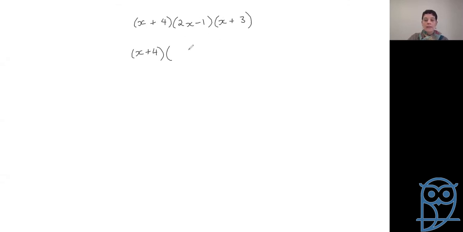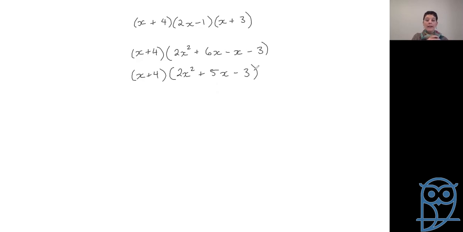So 2x times x, 2x squared. 2x times 3, plus 6x. Minus 1 times x, minus x. Minus 1 times 3, minus 3. Before we do anything else, x plus 4, combine like terms. 2x squared plus 5x minus 3.